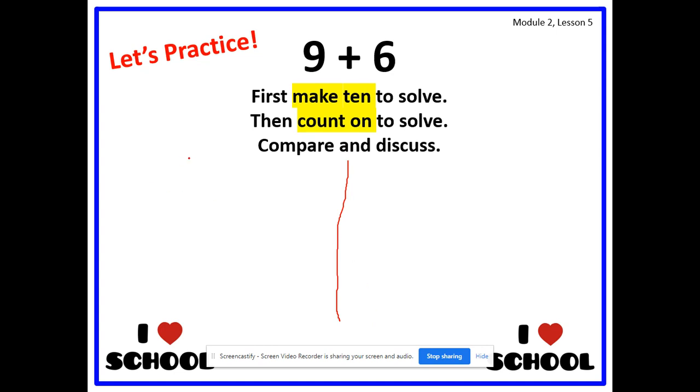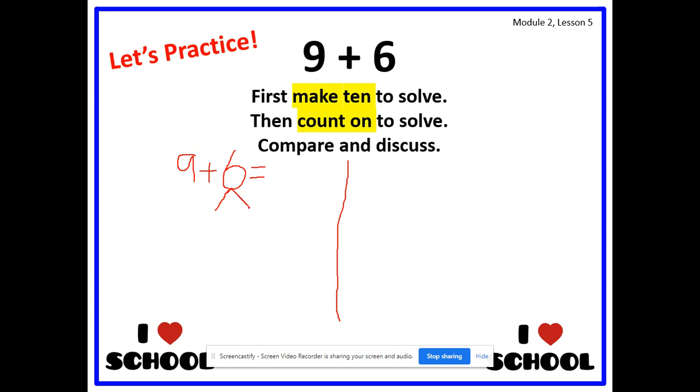Ready? Okay. Let's go ahead and write our expression on this side. 9 plus 6 equals, and the first, we're going to make 10 to solve. So let's go ahead and make 10. That means we decompose the 6 to make 10 with 9, right? So everybody, let's go ahead and decompose 6.